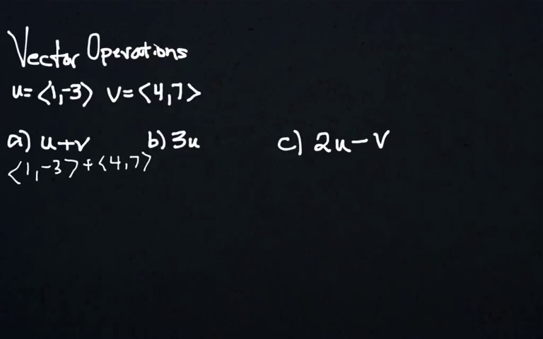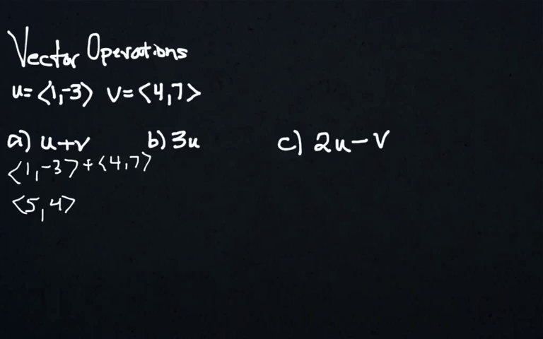Vector 1, 3, negative 3, plus 4, 7. That's literally adding u plus v. So you get this situation right there. So if I add that together, what do you think it is? 5, 4. Done. I want you to take 30 seconds and do the other two.